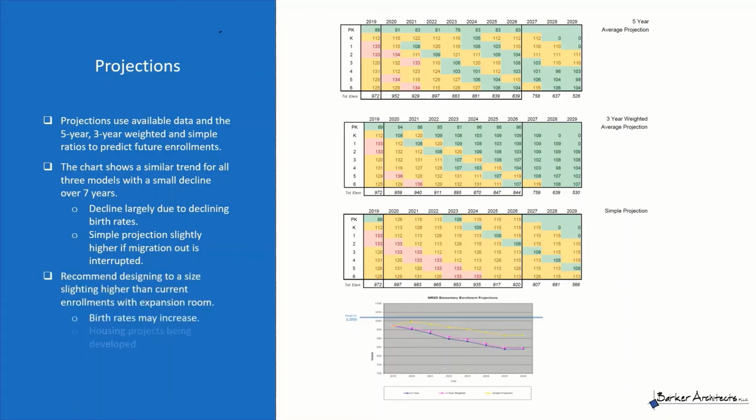The recommendation is to design for a slightly higher figure than is currently enrolled and to design in the ability to expand in the future. Although the projections show a decline, there are factors that could reverse that. Birth rates may increase as millennials begin to have more children. There are already housing projects planned in some communities which could attract families. Lastly, families often choose where to live based on the quality of the school district. If the current facilities were improved, this might cause migration into the district.